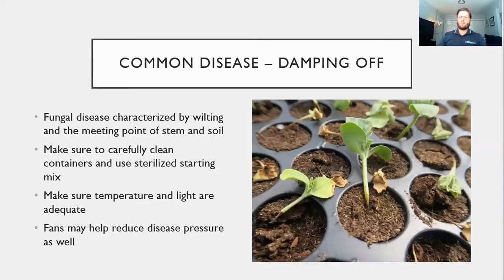So another common issue we see is what we call damping off. This is caused by a number of different fungal organisms, but the key here is that they're all soil-borne, and it's going to be caused by factors that are actually rather similar to what cause fungus gnats, which is, again, too much moisture, not enough light, not enough airflow.